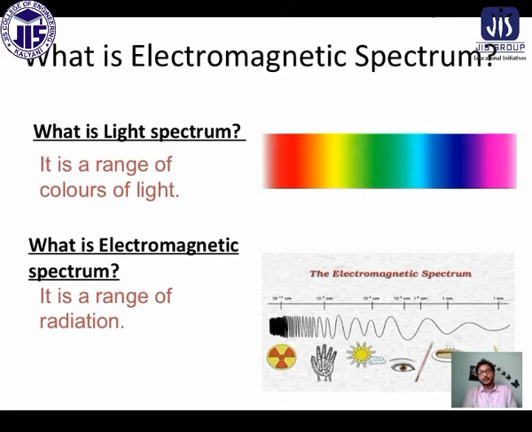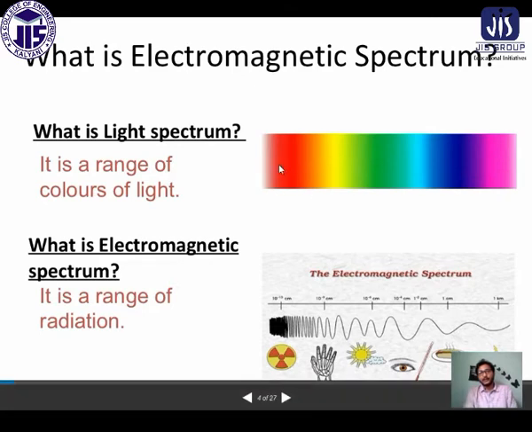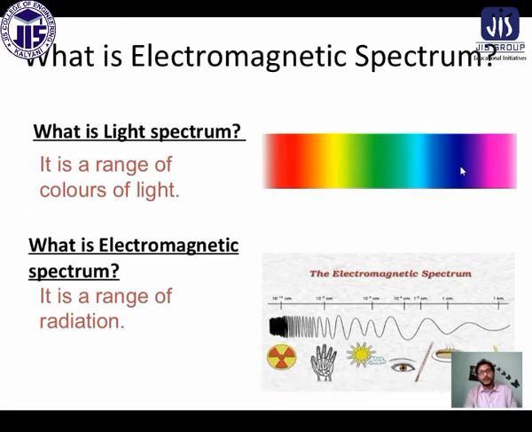So here one color spectrum is given, and based on it we can visualize that this is nothing but red, yellow, green, blue, violet, like that. And if we consider the electromagnetic spectrum, then a spectrum is nothing but a range of radiation. It means if we consider the wave as a continuous function, it has different wavelengths and different frequencies.